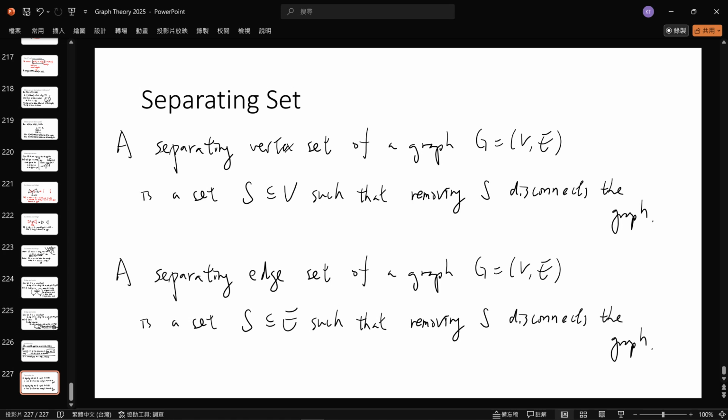So what is connectivity? Well, connectivity is the smallest separating set. So when you consider vertex connectivity, it is the smallest size of a separating vertex set, okay? Or when we discuss edge connectivity, this is the smallest size of a separating edge set.